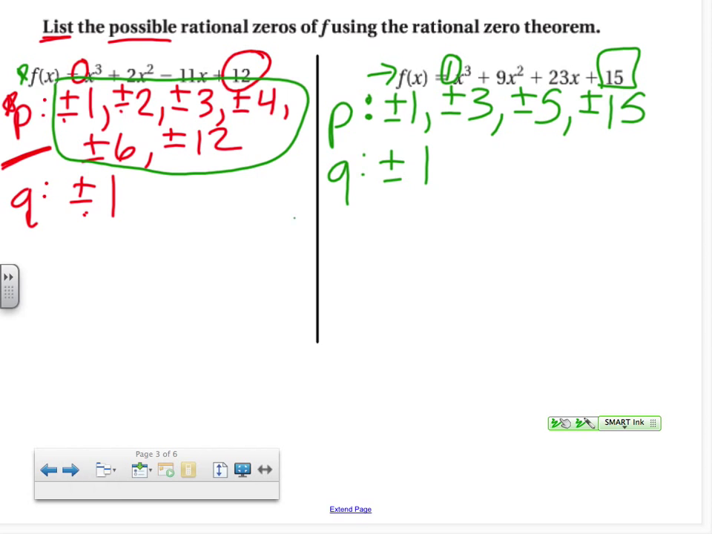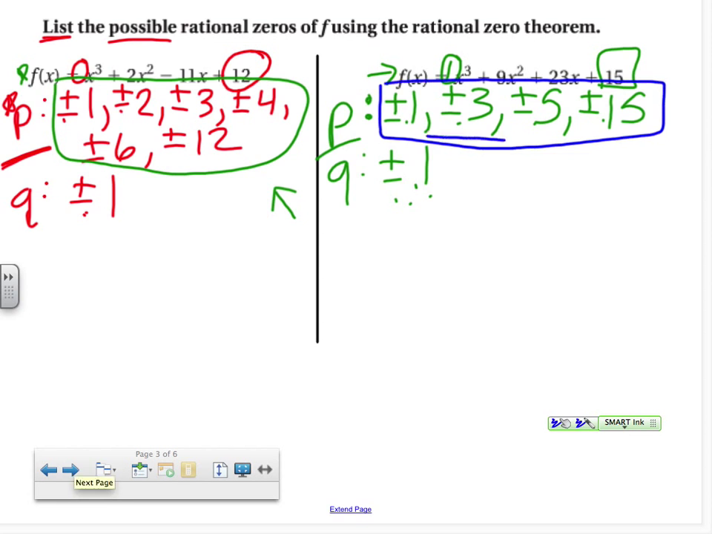So same as we saw over here, if I'm dividing every factor of P by the factors of Q, I'm just dividing all of these by 1, so I'm just going to end up with whatever's in P. Alright, so now these right here are all the possible or potential solutions or zeros to this function f of x.